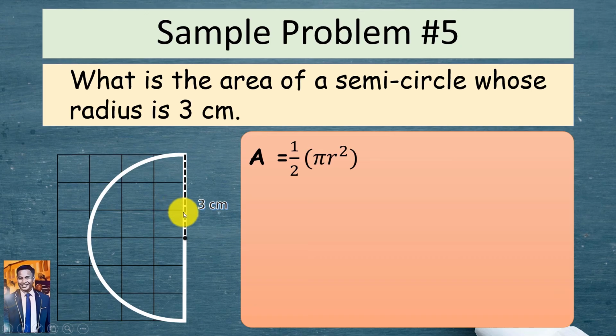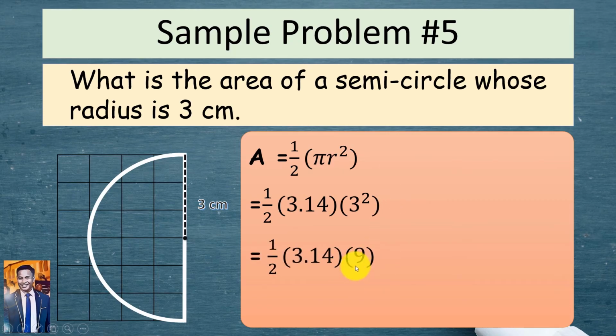Okay, so therefore, 1/2, we substitute now, 1/2 times 3.14 times 3 raised to 2. Siyempre, uunahin natin itong 3 raised to 2, it's equal to 9. So, 1/2 times 3.14, applying your PEMDAS rule again, 1/2 times 3.14 times 9. Okay, pwede na natin i-compute yan.